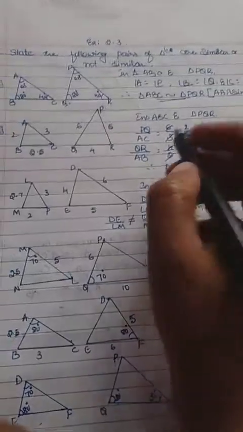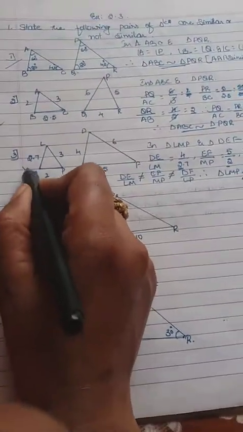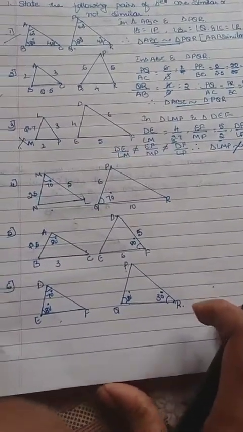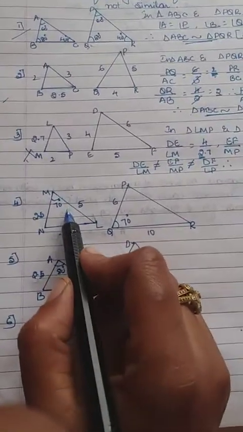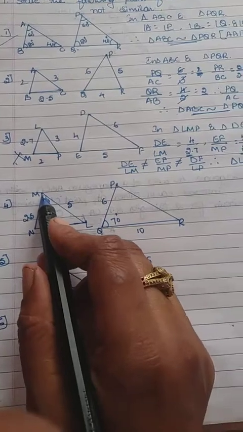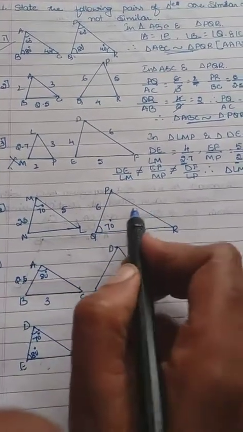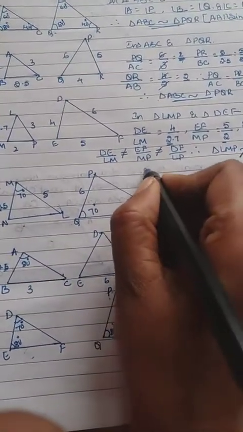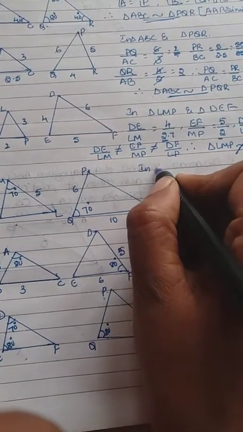Okay, the first one and the second one are both similar triangles, but the third one is not a similar triangle. So let us move to the fourth one. Let us check which triangles those are. Triangle MNL and triangle PQR.